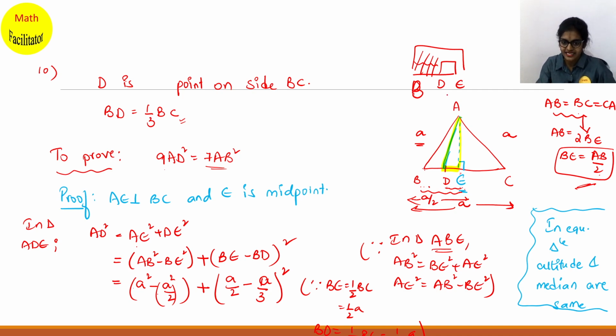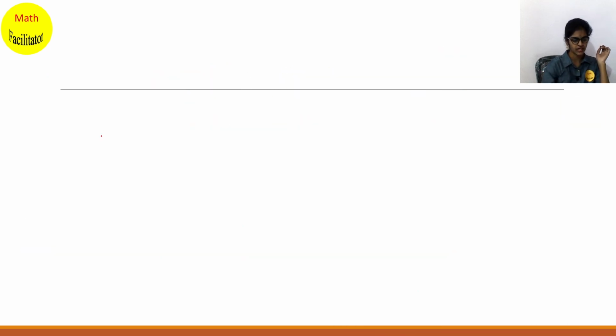BE you can write as, see here, DE you can write as BE minus BD. BD is one third BC. It is given to you. We have to use it, isn't it? So BD is one third BC and BE is half of BC. So half of BC is nothing but A by 2 and one third BC is nothing but A by 3. Here I gave the reason. Now solving this, you'll get the answer. Question number 11.